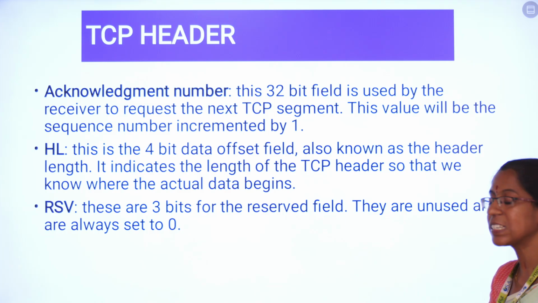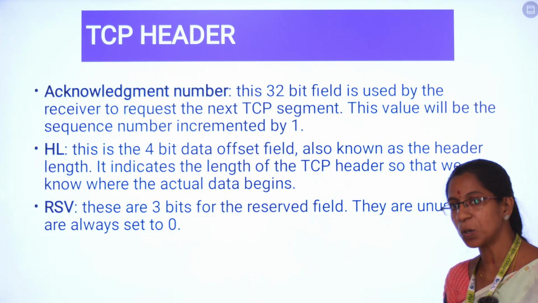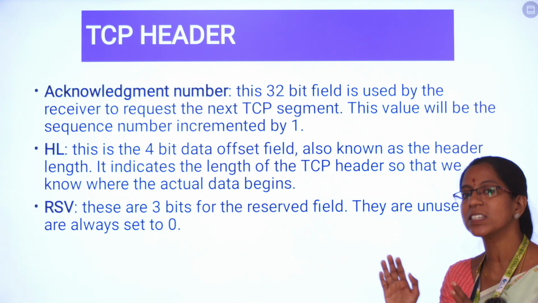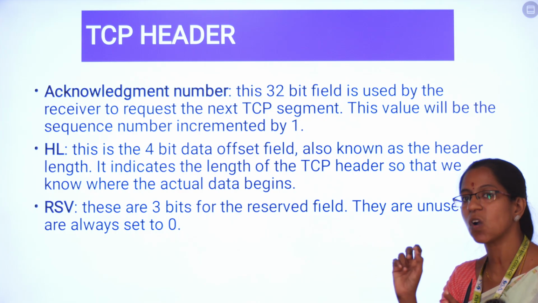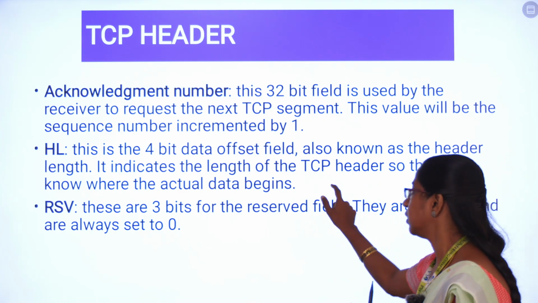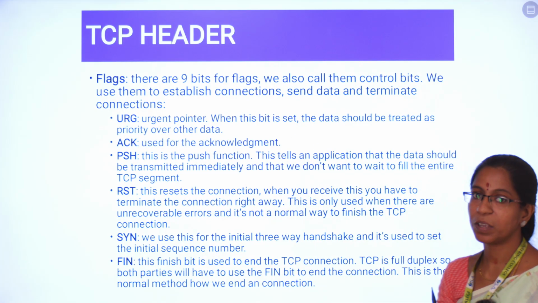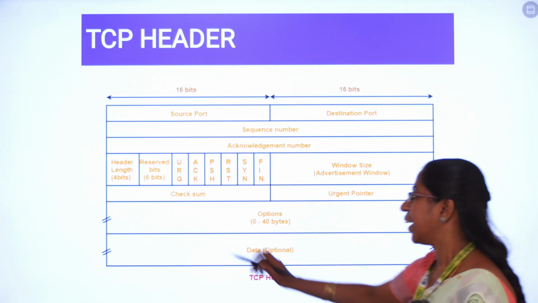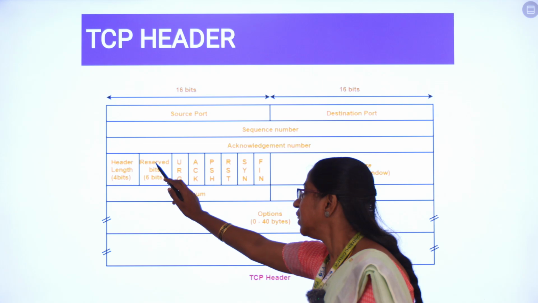Next is the reserved field. It is always set to 0. It is only a 3-bit field. The remaining 9 bits are called flag bits. As per the diagram, you can see the header length is 4 bits.